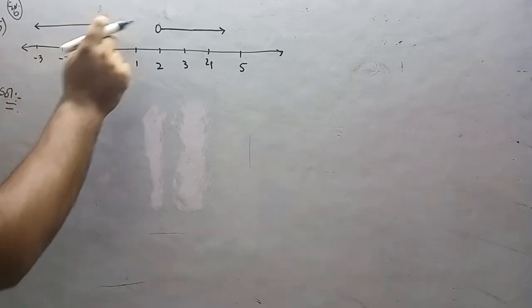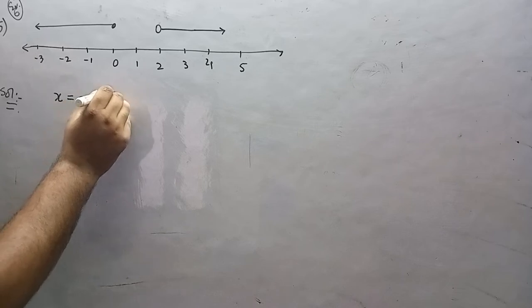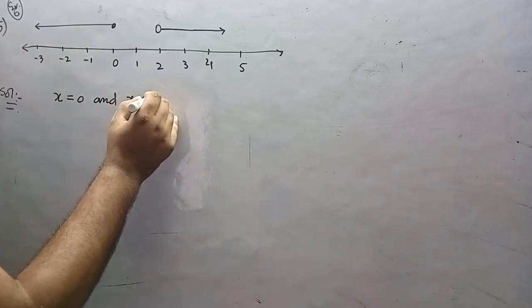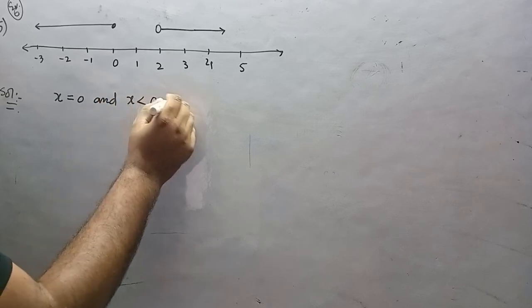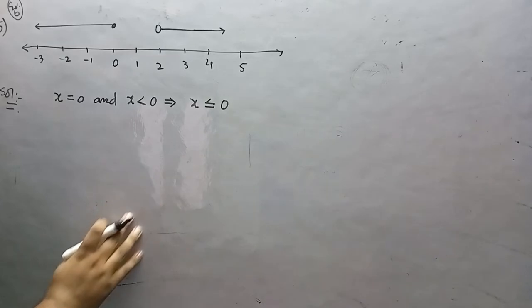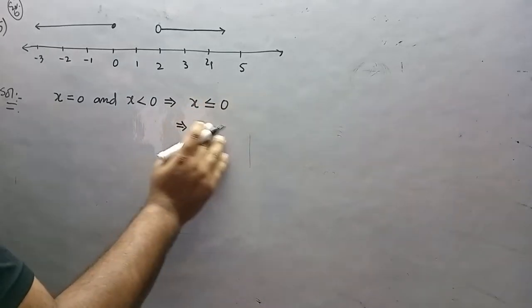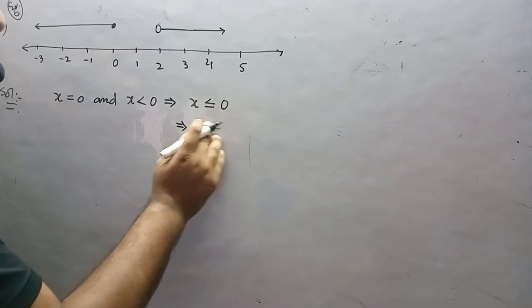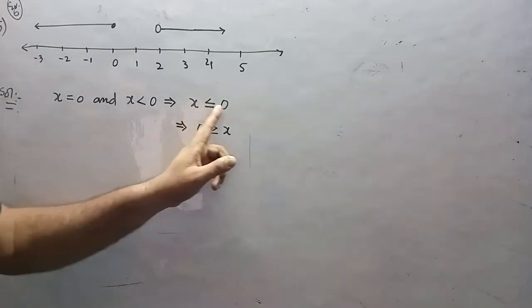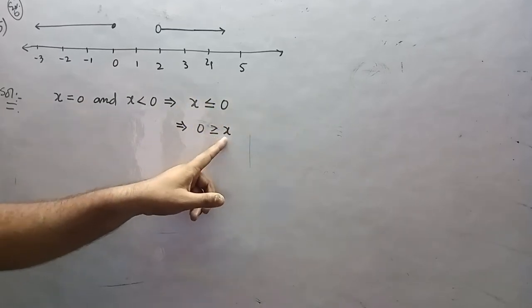First thing I can see here, x is equal to 0 and x is less than 0. Combining these two, it will become x is less or equal to 0. And also I can write this 0 is greater or equal to x. एक ही बात हो गई ना. Now I am interchanging the position, the sign will change also. 0 is greater or equal to x.